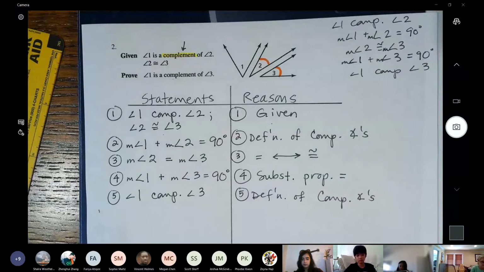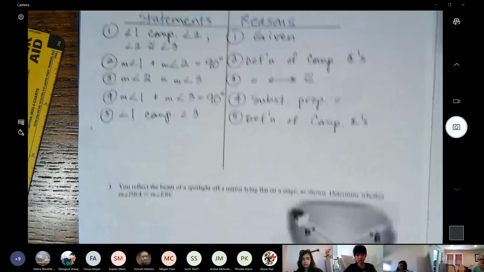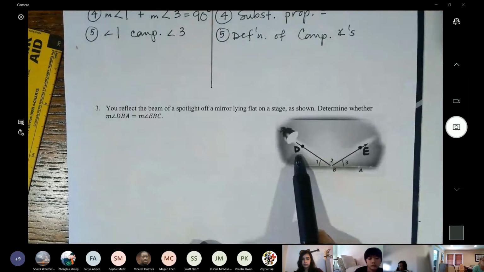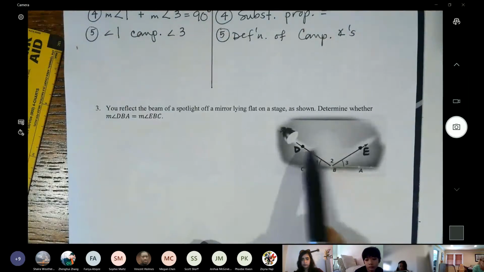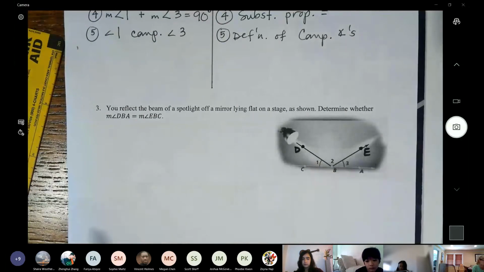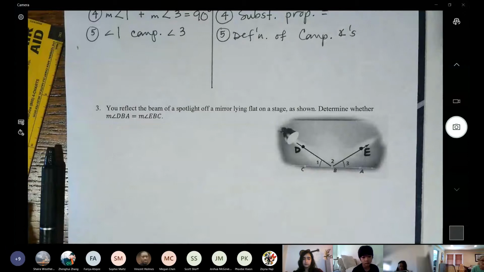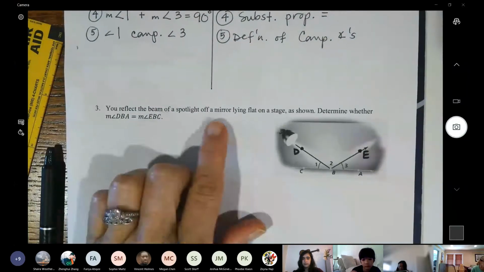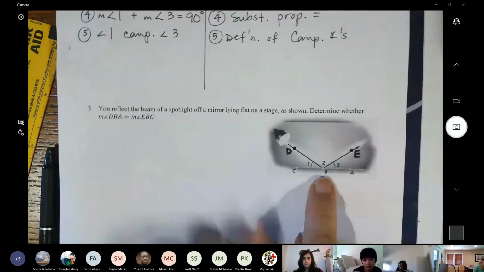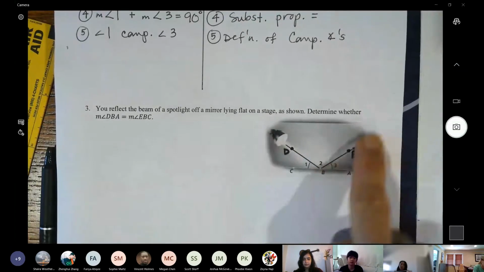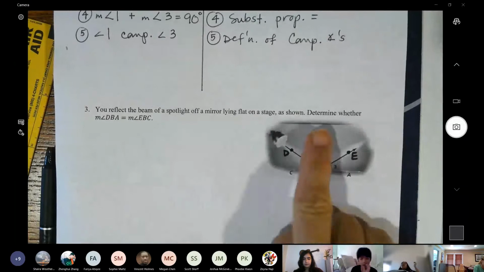Okay. On number 3, if you printed it out, it didn't copy very well. So this is D right here, and this is E right here. So add that to your paper first. And then we're going to read. You reflect the beam of a spotlight off a mirror lying flat on a stage, as shown. So this is the mirror down here, and then here's the spotlight.